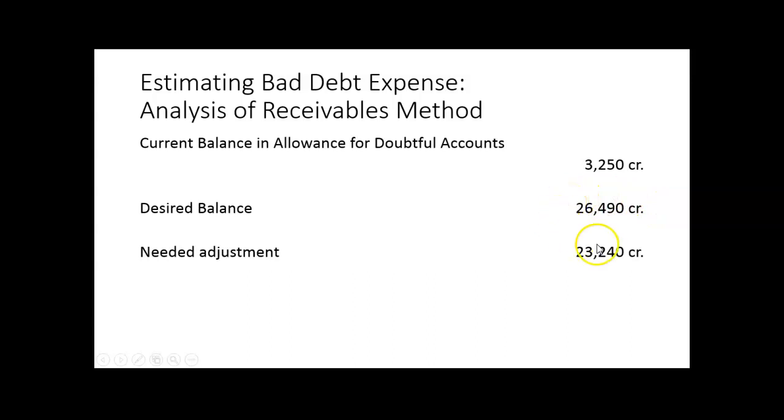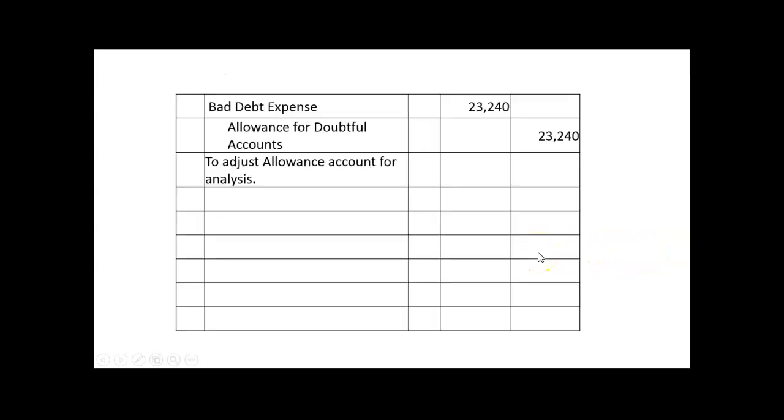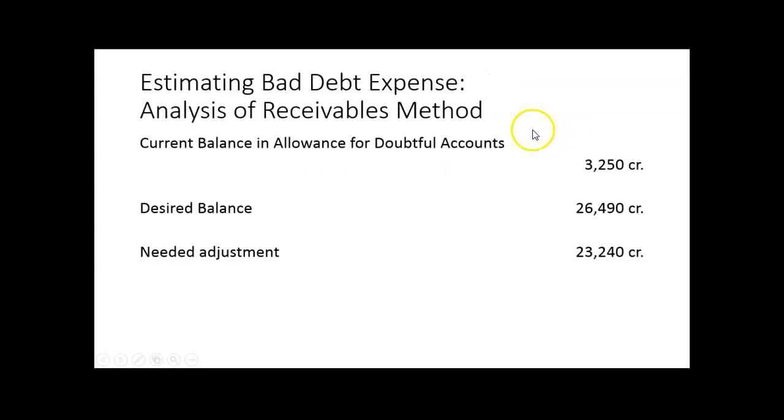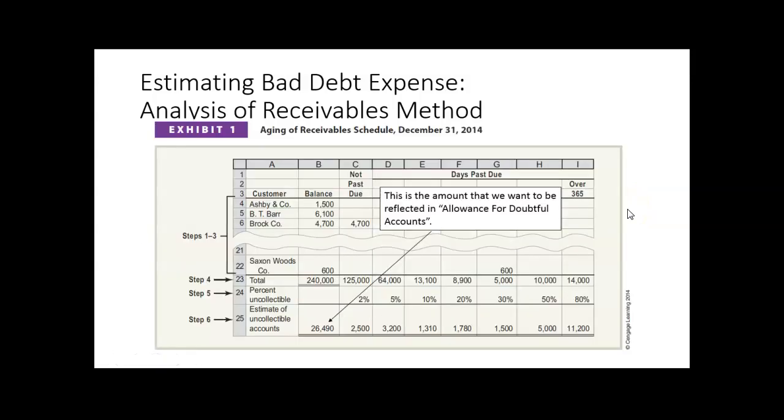So the needed adjustment is going to be a credit of $23,240. I'm going to make the entry like this: debit bad debt expense for $23,240, and credit the allowance for doubtful accounts account for $23,240. And in this case, I'm not worried about the expense. I don't care about the expense. I'm not worried what this number is. I'm just trying to get the allowance for doubtful accounts to be $26,490 based on my analysis over here.